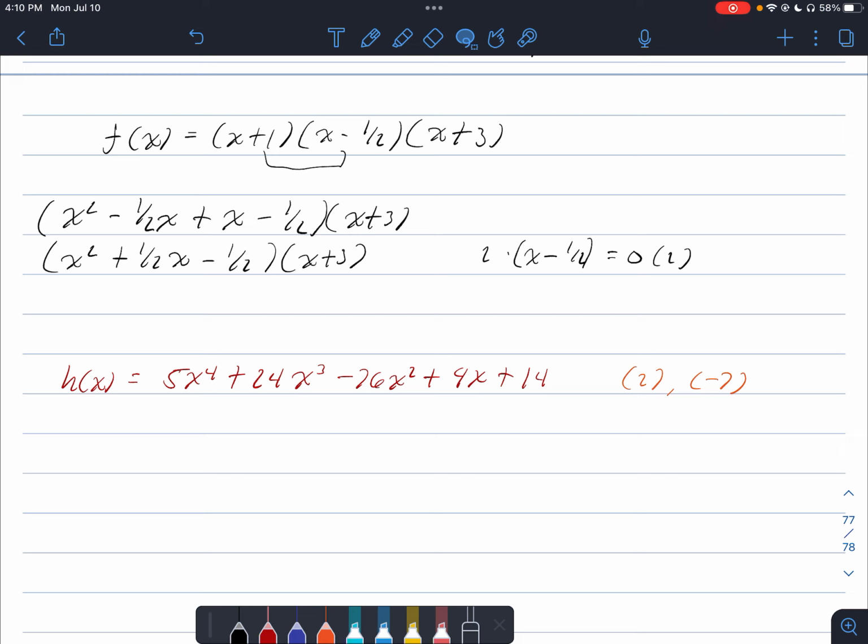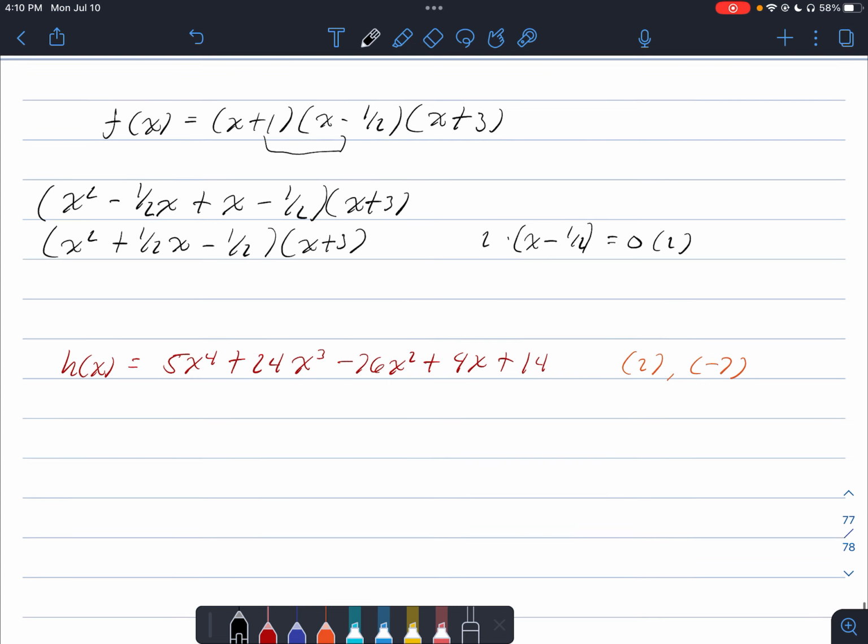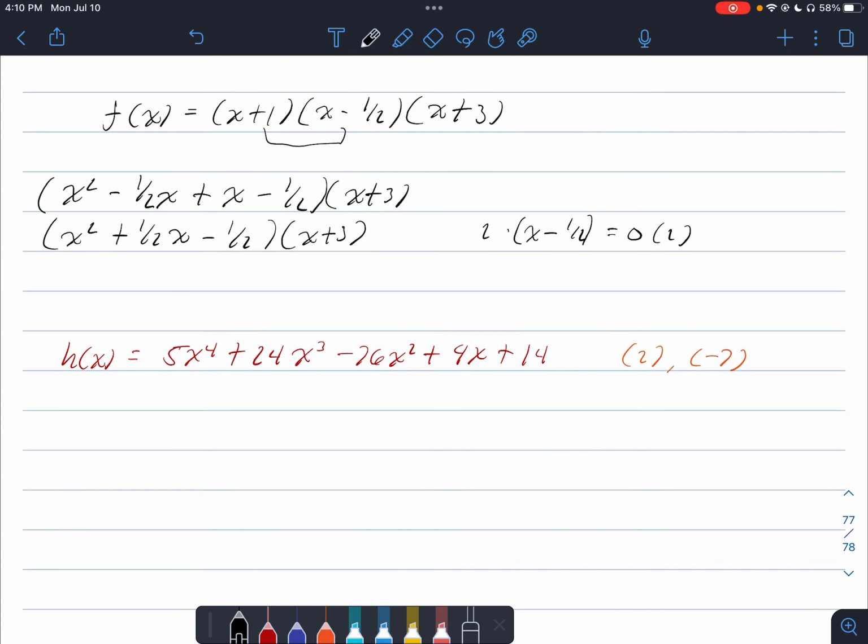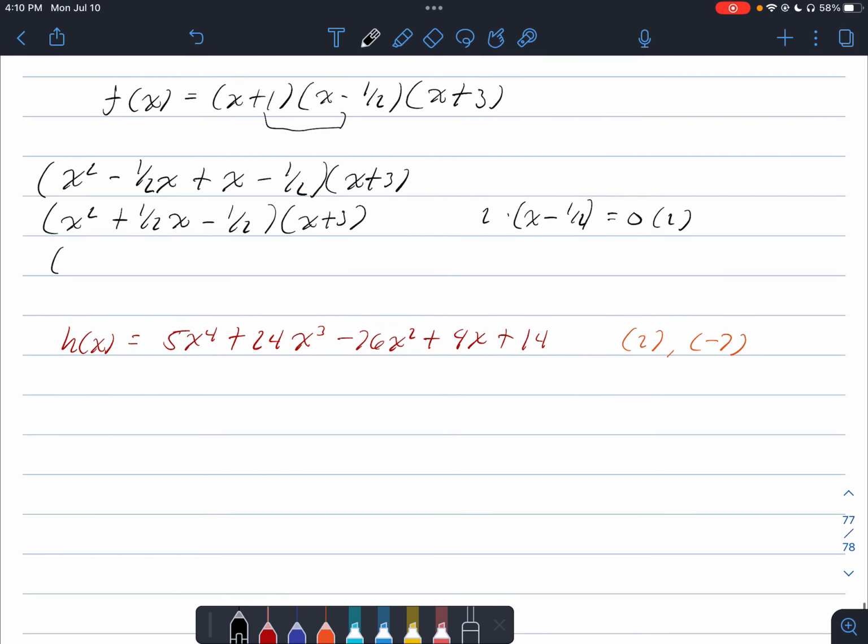So let's go ahead and keep going like we had, and I'll show you why this is relevant here in just a minute. Okay, so if you're ever checking your work, I'm going to show you why this is relevant here. So, okay, let's go ahead and fill this out. So we'll have x to the third.